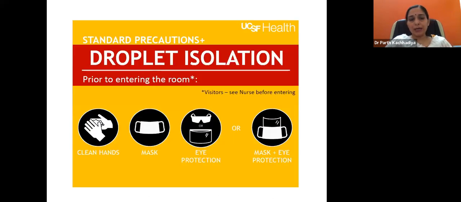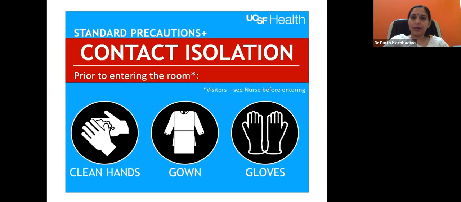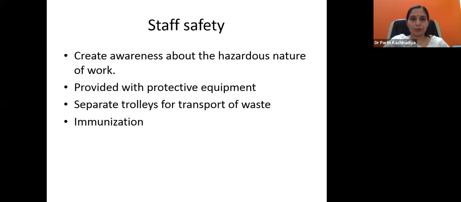So here also clean hands, mask and eye protection is a must. For contact precautions, it may be direct or indirect, and diseases like herpes, scabies, cholera, respiratory, skin and wound infections can be there due to contact. So we need to prevent this. For that, gloves and gown is a must after doing a very good hand hygiene.